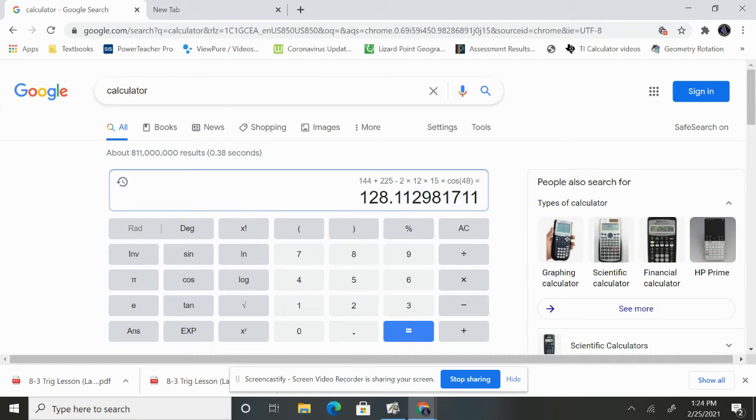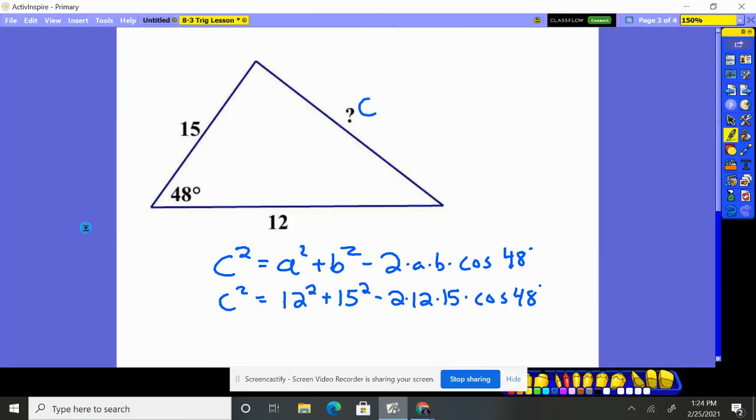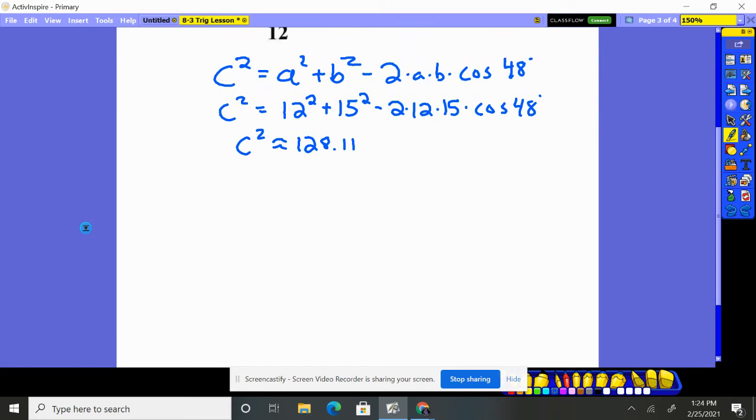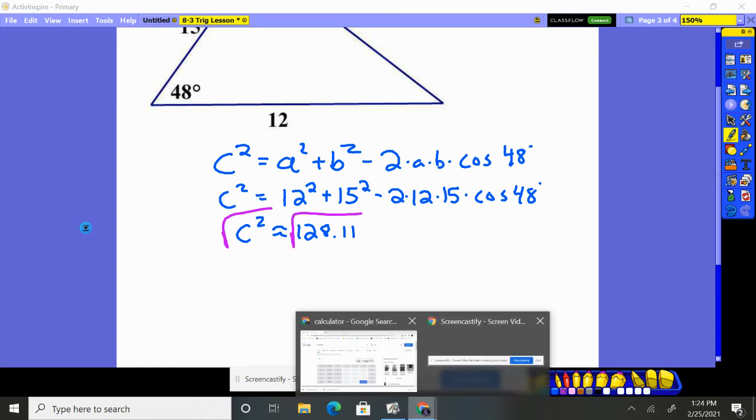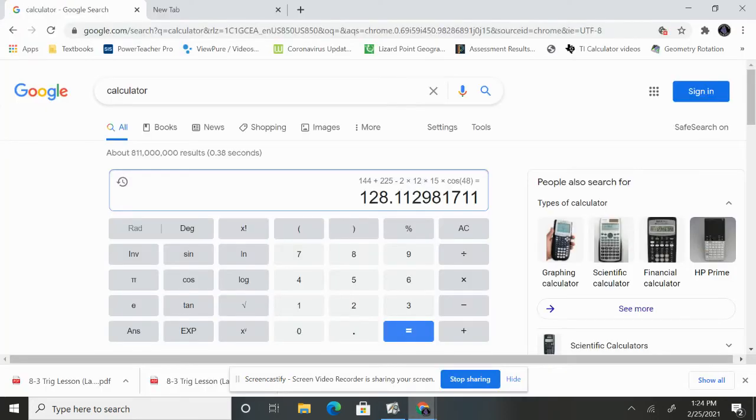And it says that's 128.112. So if we come back here, we know c squared is approximately 128.11. But do we really want to know c squared? No, we want c. So what are we going to have to do here? We're going to have to take the square root of this side and the square root of that side. So we'll have to come back to our calculator and take the square root of that.